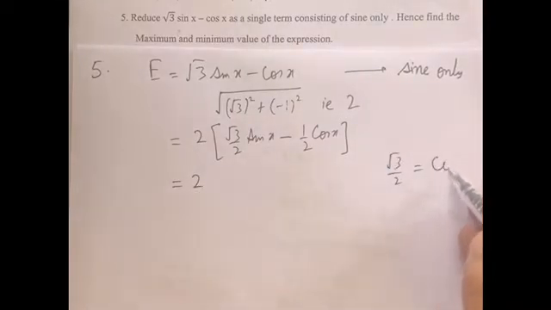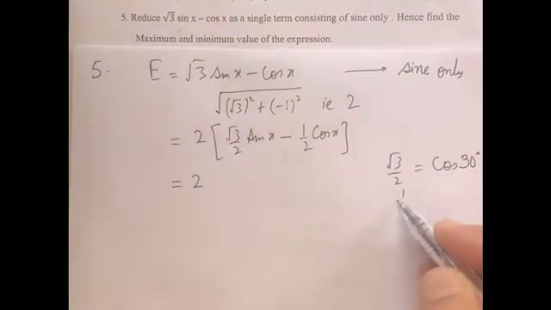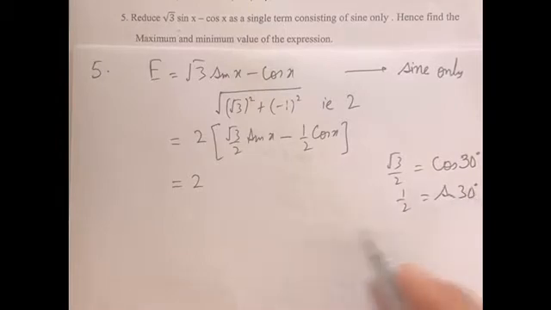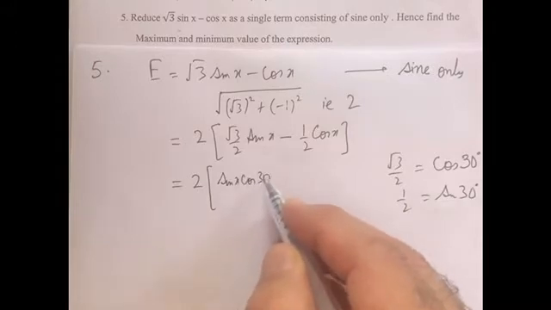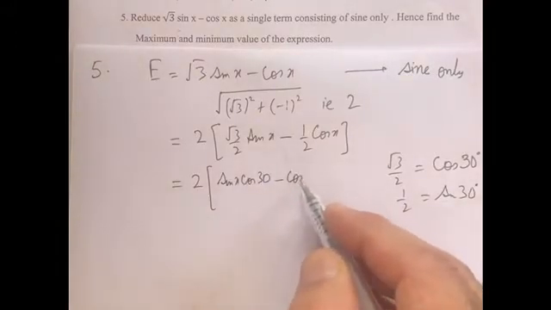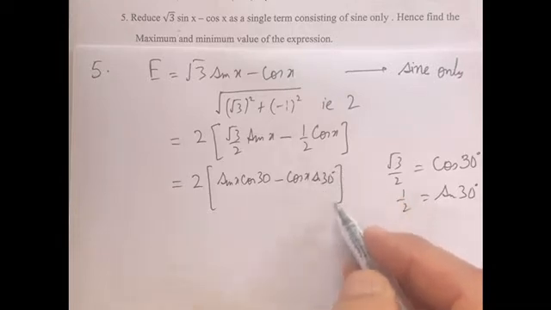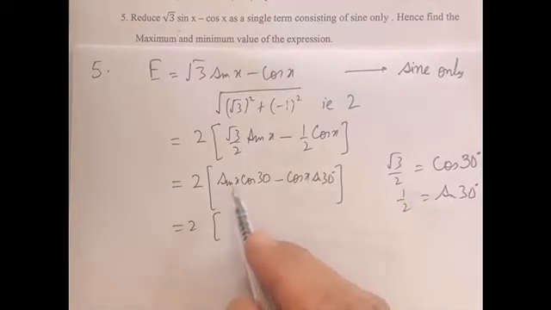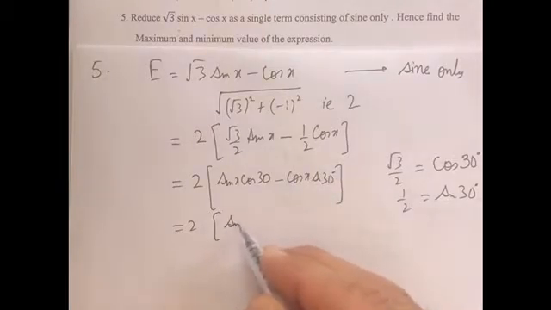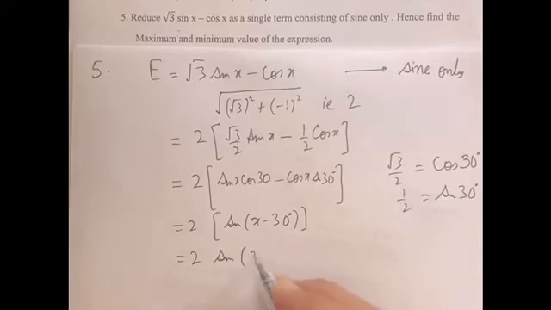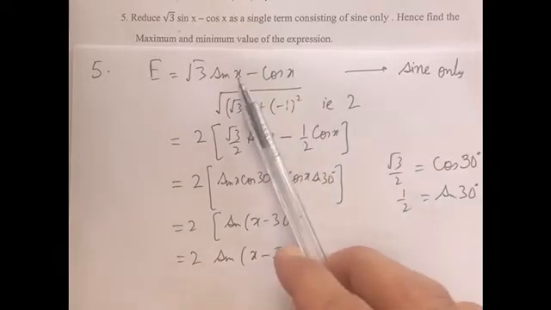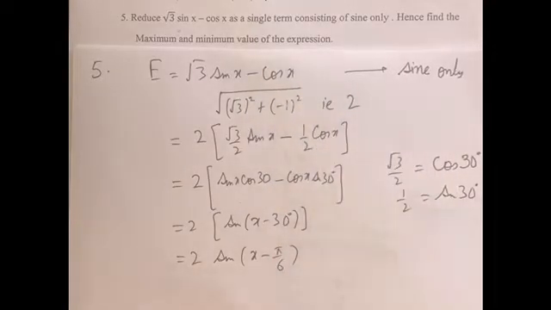Let's say this is cos of 30 degrees, and we put 1 by 2 as sine of 30 degrees. So this is 2 times sin x into cos 30 minus cos x into sin 30. That's 2 times sin a cos b minus cos a sin b. This is sin of a minus b, x minus 30 degrees, or 2 times sin of x minus pi by 6. So this is how we convert an expression containing sin x and cos x to sine only.